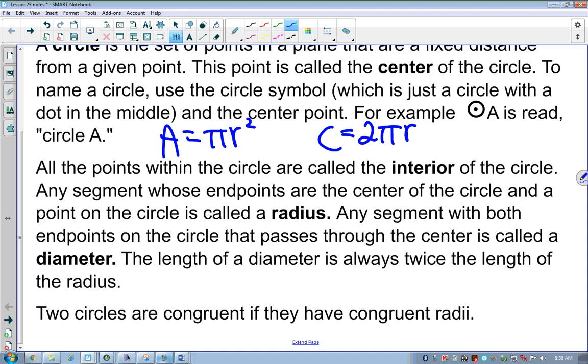So circumference is exactly perimeter. Circumference is the distance around a circle. It is the perimeter of the circle. Two circles will always be congruent to each other if they have the same radii or radius. That'll make them congruent.